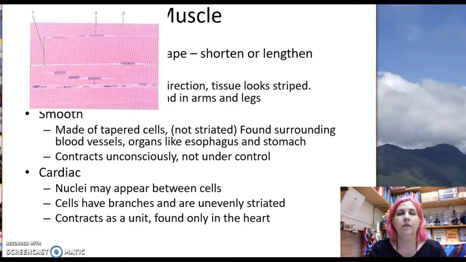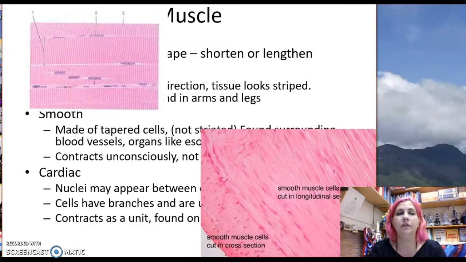So here's what these look like. Here's your striated or striped muscle. So this is the striated or skeletal muscle. There's your smooth muscle, and this you can see two different ways. One is a longitudinal section and one is a cross section. In the longitudinal section, you see long bands, and you can see the nuclei between the sections.